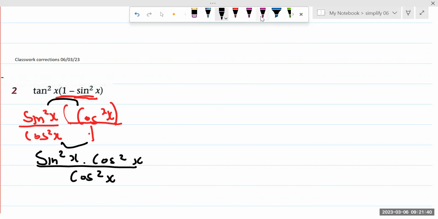Now you can clearly see here that we have two things that appear in the numerator and the denominator. What seems to appear there? It's cos squared x, and what else? Cos squared x, which means our answer is going to be equal to sine squared x.